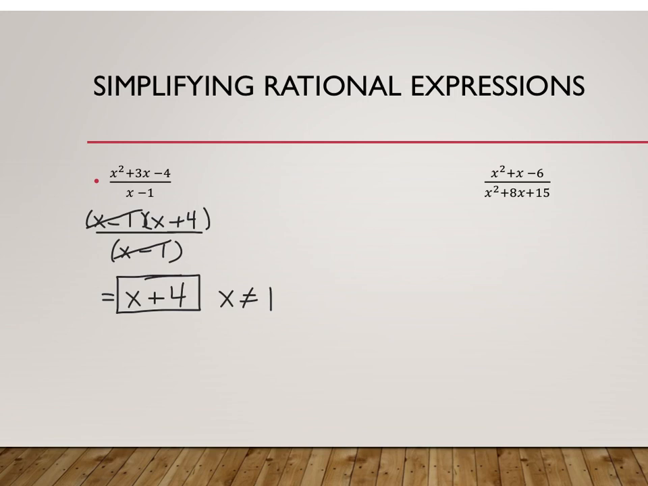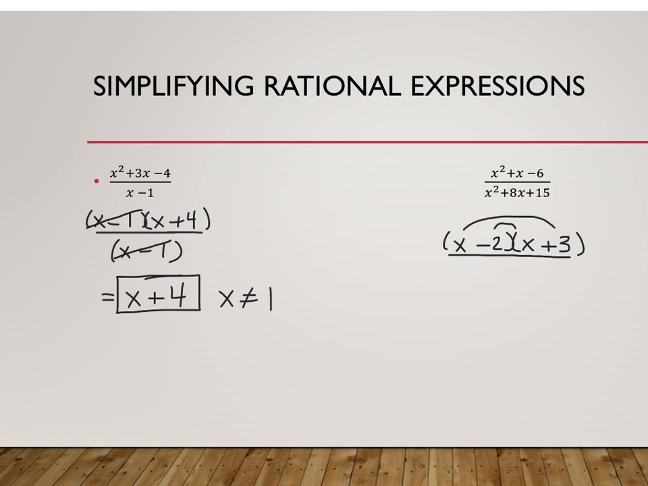This second example here, you can see we've got two quadratics. So we're going to factor both the top and the bottom. x and x, we need one of each sign. Factors of 6 would be 3 and 2. I need a positive 3 and a negative 2. And you're checking your inside and outside terms.